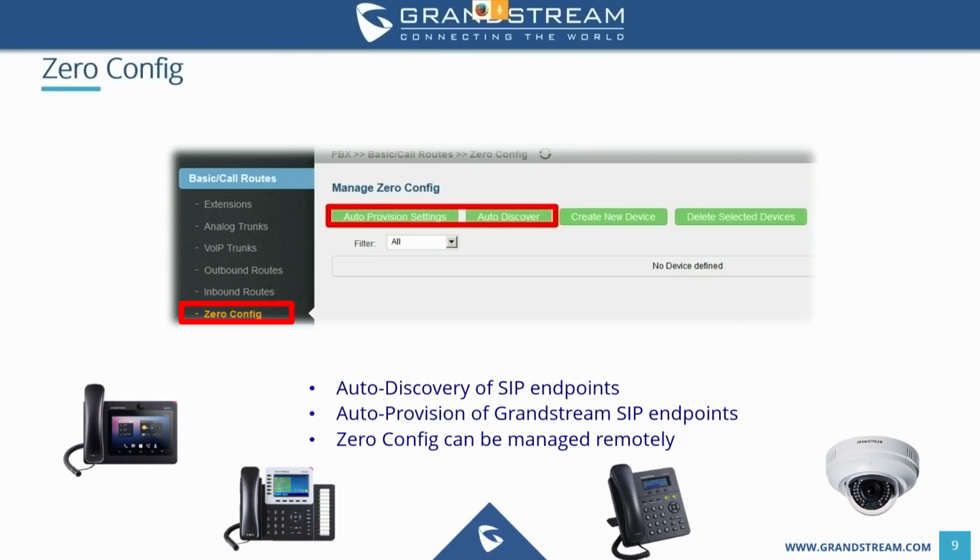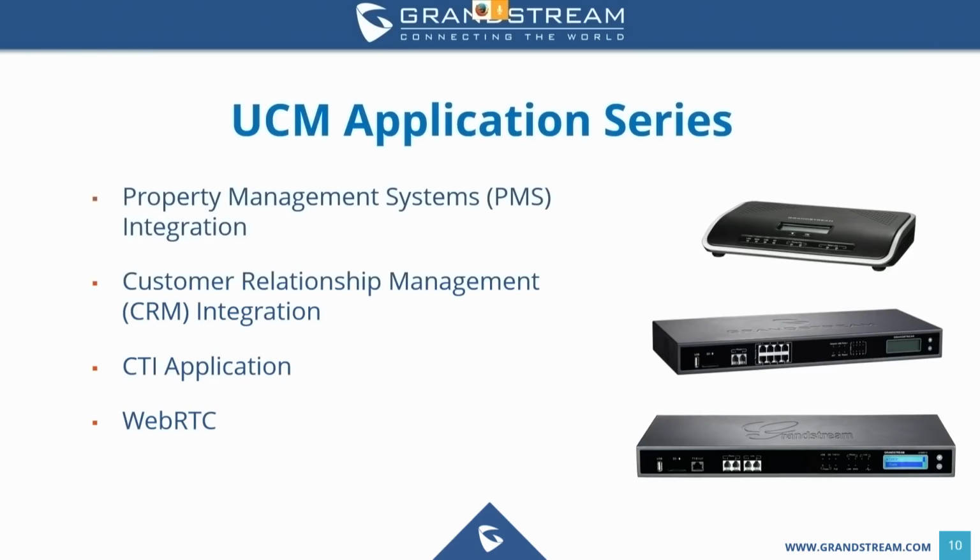Zero config is something that we've added in to just make it easier to deploy Grandstream products, where the device is able to auto-discover any Grandstream endpoint on the same network as the UCM. It is then able to auto-provision those devices either on its own or based on a set of general rules that you apply to it. And zero config can be used to manage remote devices. Ernesto will cover zero config in depth later on.